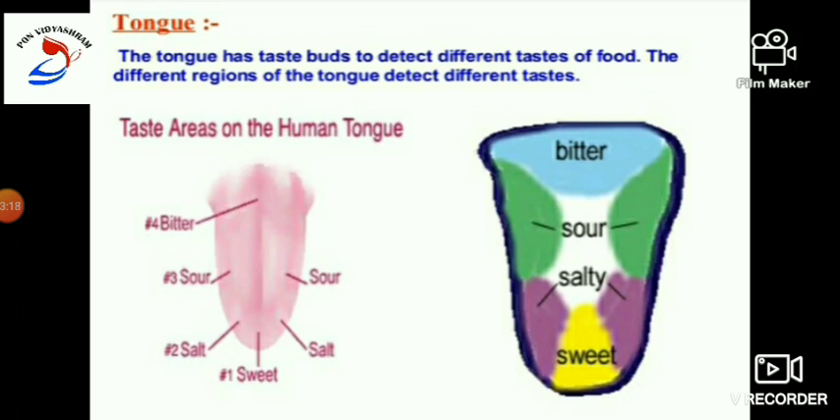Tongue is a fleshy muscular organ attached at the back to the floor of the buccal cavity. The main functions of the tongue are: it helps in mixing saliva with food, helps in swallowing the food, tells the taste of the food, and helps in speaking. The tongue has small taste buds on its surface. The taste buds in a location detect a particular taste. Locations of buds that detect different tastes are shown in this slide.